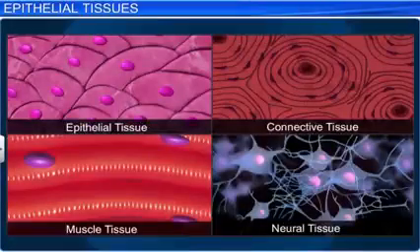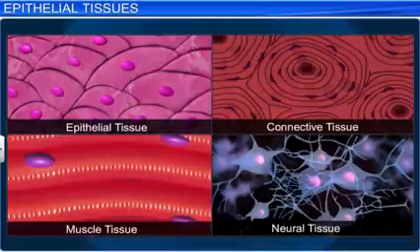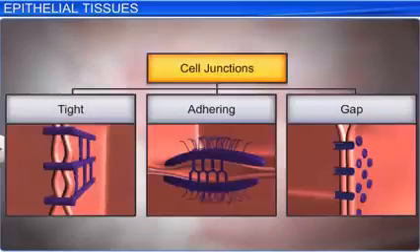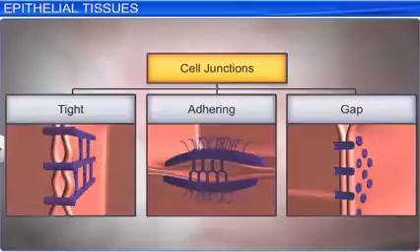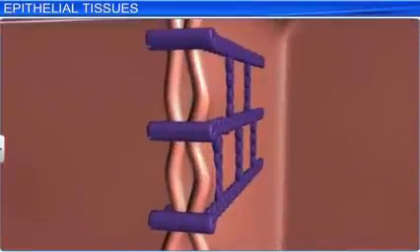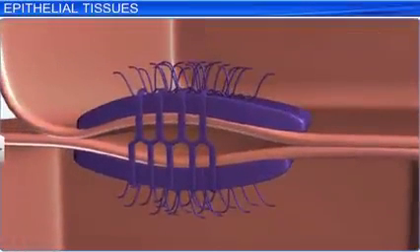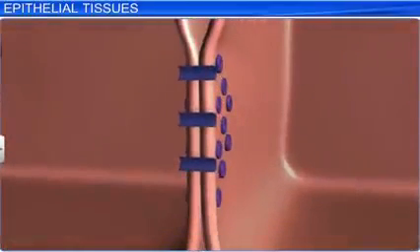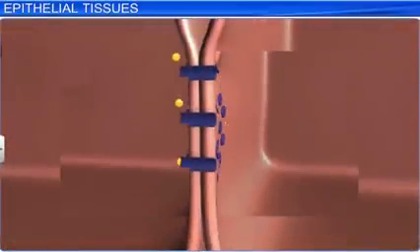The epithelium and other tissues have specialized junctions, which provide both structural and functional links between individual cells. These junctions are of 3 types, namely tight, adhering, and gap. Tight junctions prevent leakage of substances across a tissue. Adhering junctions help cement adjoining cells together, and gap junctions contain pores which permit the exchange of ions and molecules from the cytoplasm of one cell to another.